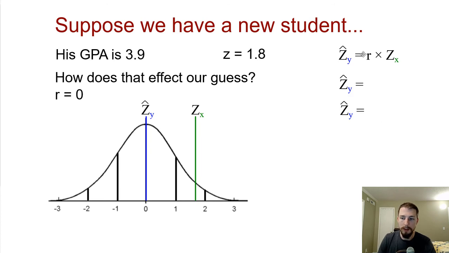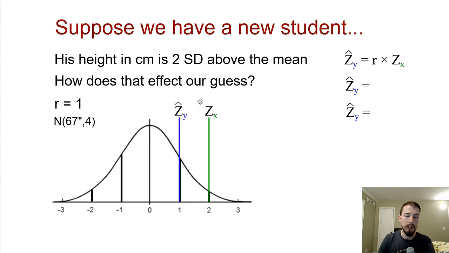So this is essentially what we call regression to the mean. All of our estimates will always be closer to the mean than the original X variable, like in this case, the standard deviation for the GPA.